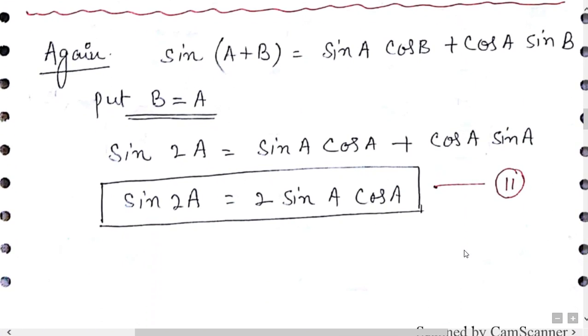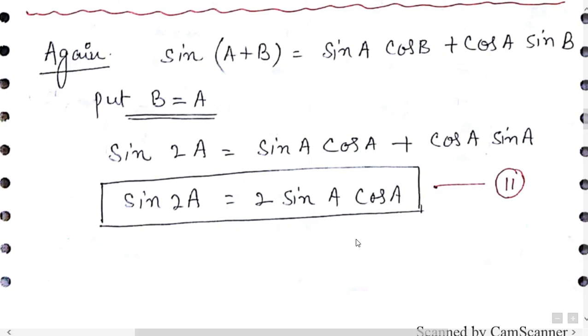Now the next content: if I write sin(A plus B) as sin A cos B plus cos A sin B, simply insert B equal to A, then I can find out the value of sin 2A. On the right hand side, the value will be sin A cos A plus cos A sin A. It means the answer is 2 sin A cos A.